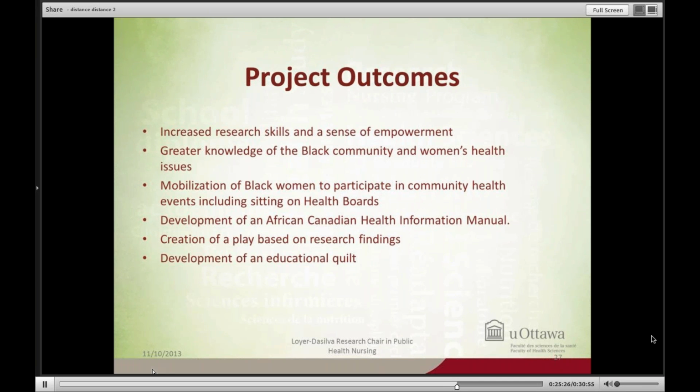They also joined in the creation of an African Canadian Health Information Manual that is still being used as a resource and referral material for people to do their quick references with. Another outcome was the creation of a play based on the research findings.